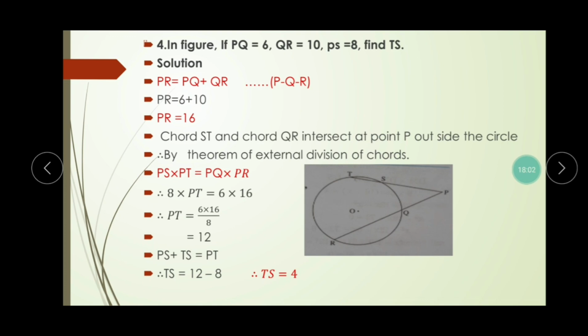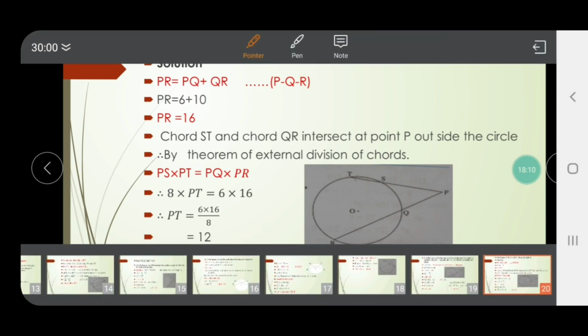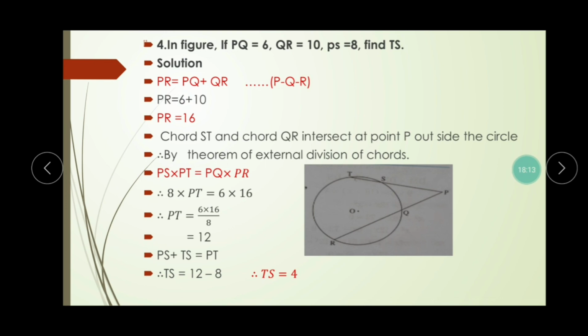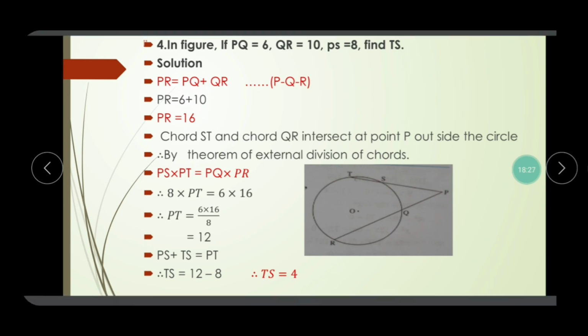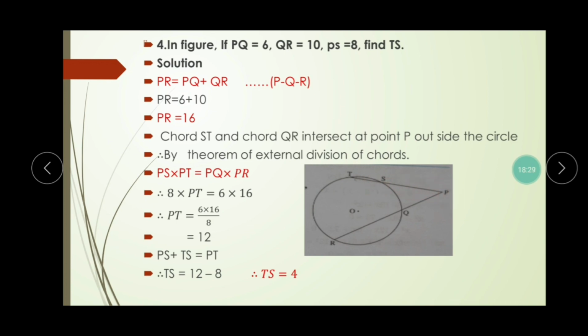Now what do we have to find out? We have to find out TS over here. Now PS we have, and PT we have calculated. So here PS plus TS is equal to PT. So TS will be equal to PT minus PS. So that is 12 minus 8, that is equal to 4.